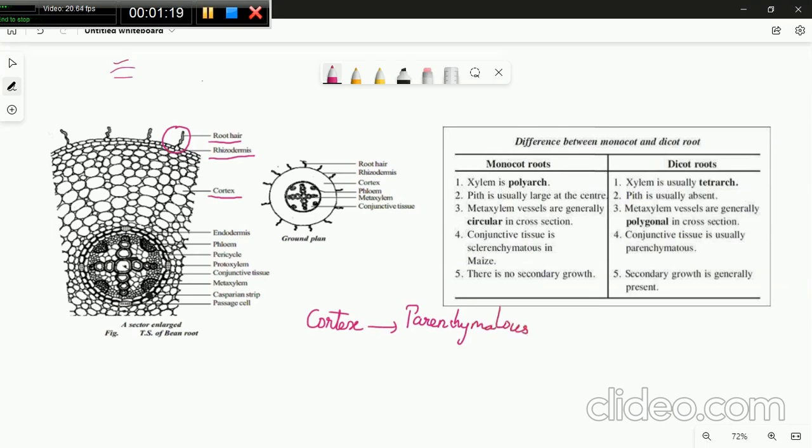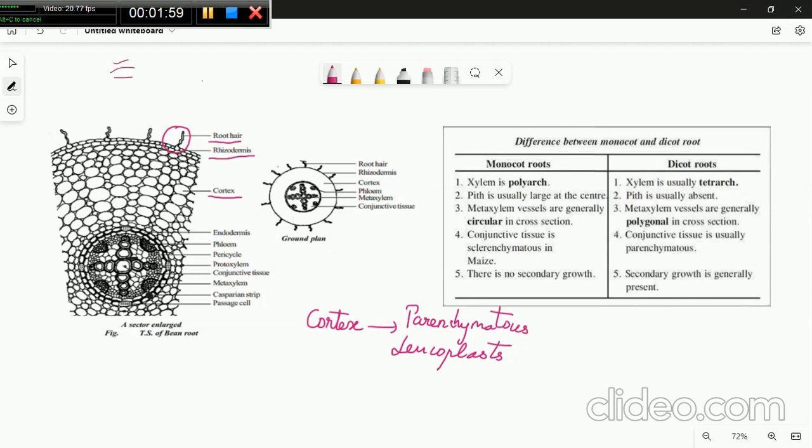Parenchymatous cells, and they also contain leucoplast. Understood? Now what is meant by parenchymatous cells? In your lower classes you will have studied two important kinds of tissues: meristematic tissues and permanent tissues. Parenchymatous cells belong to one of these permanent tissues. These permanent tissues are classified into three types: parenchyma, collenchyma and sclerenchyma.